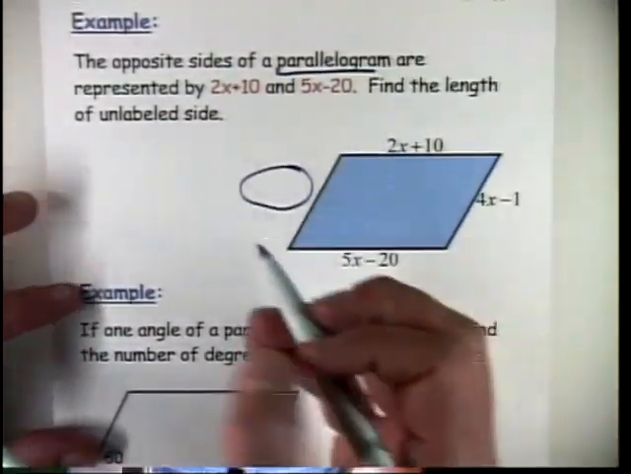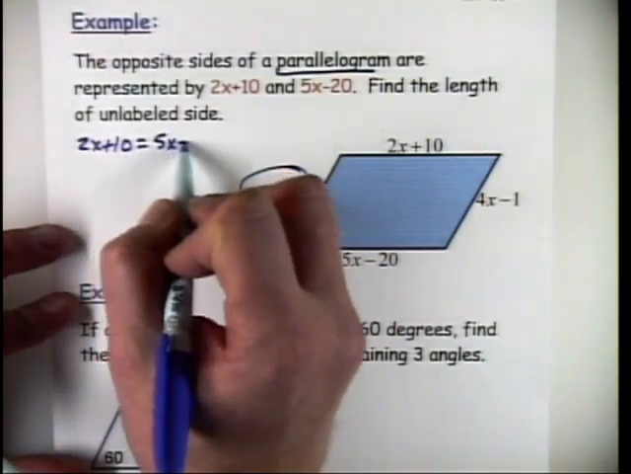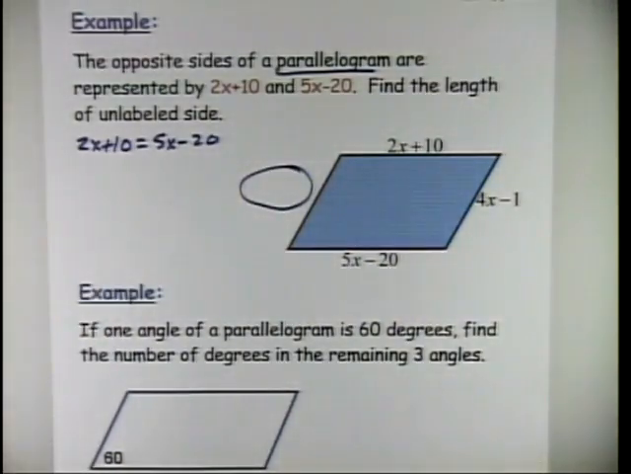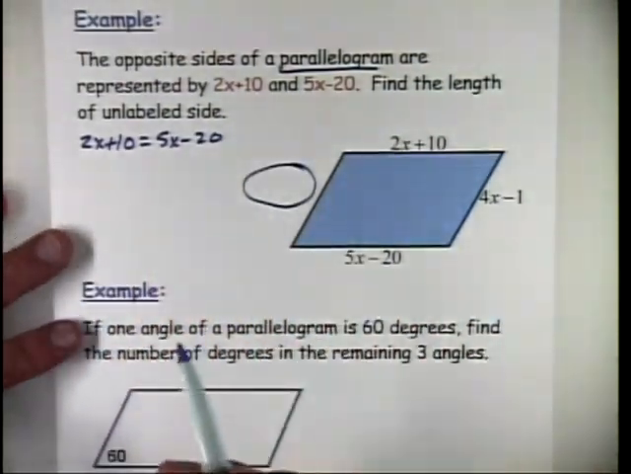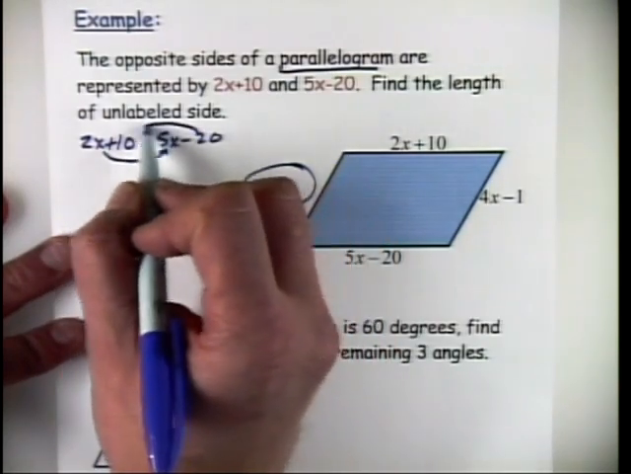So I can set the two algebraic expressions equal to each other. 2x plus 10 has to equal 5x minus 20. Now, since I have one equation with one unknown x, I can solve for x. So I'll do that. I'll collect my x's on the right-hand side and my numbers on the left.